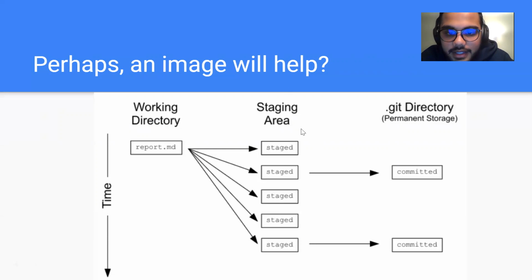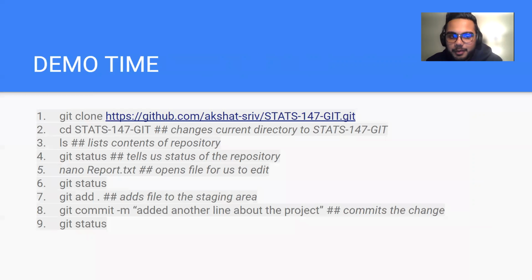And once you've staged it, once you've added it to the staging area, you can then commit those changes, and then there's a permanent change to your file. So this is essentially the basic workflow of Git. And this is the first section that I wanted to convey to you. Now, I think a good idea would be to show you a demo, right?